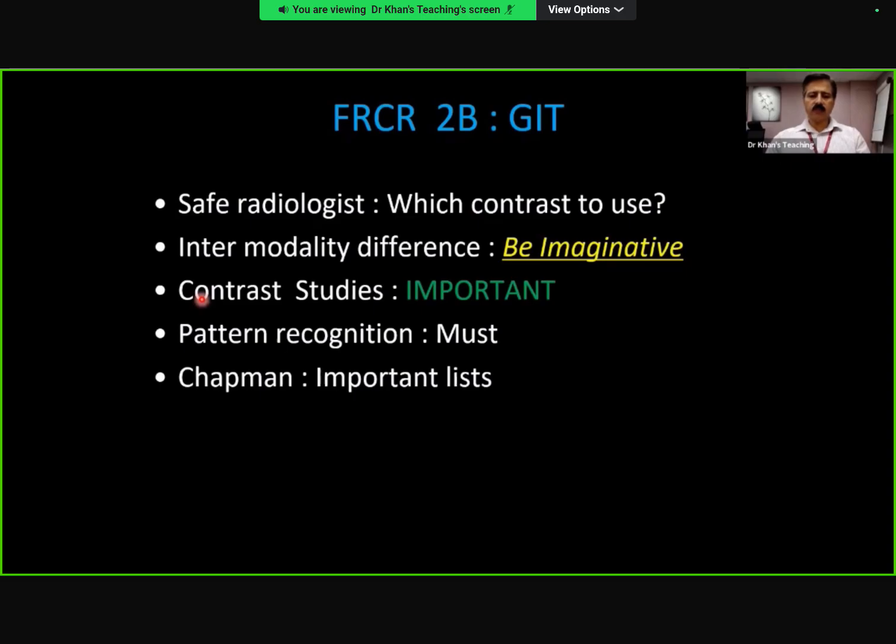This is one point where I'll show you many cases. Many cases which I'll show you, particularly on contrast, are just for pattern recognition, Aunt Minnie type of cases. Once you see them, that's it. But if you don't see them, then you will struggle. So I will show you many cases for pattern recognition. Important differential diagnosis from Chapman. I'll be following Chapman 7th edition.